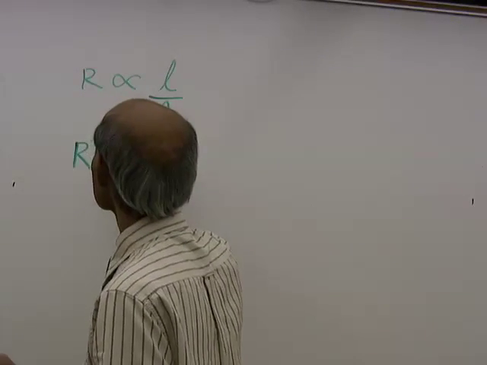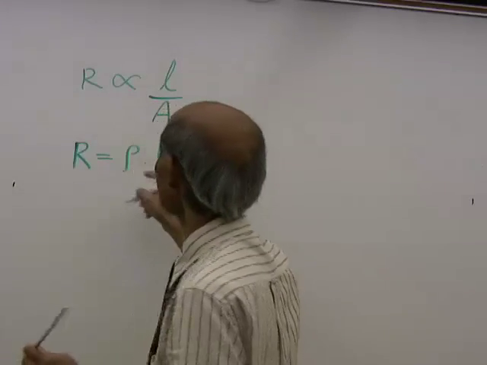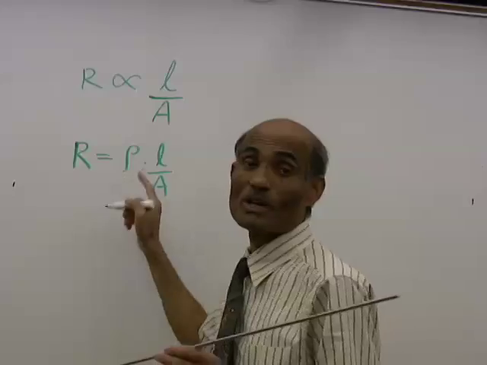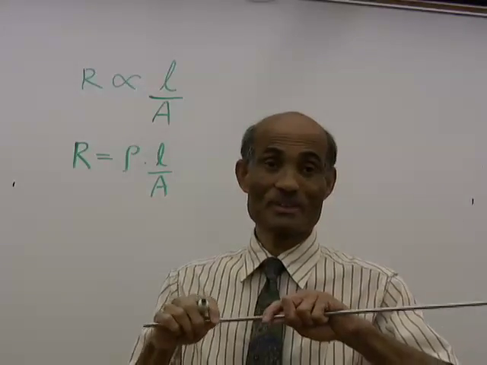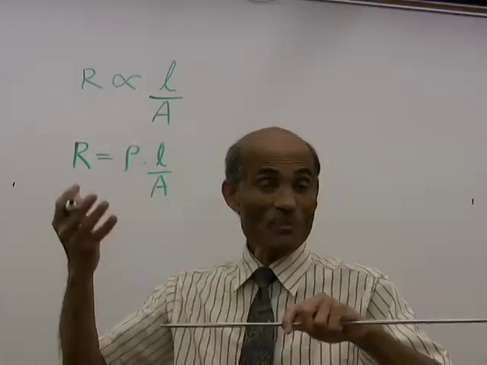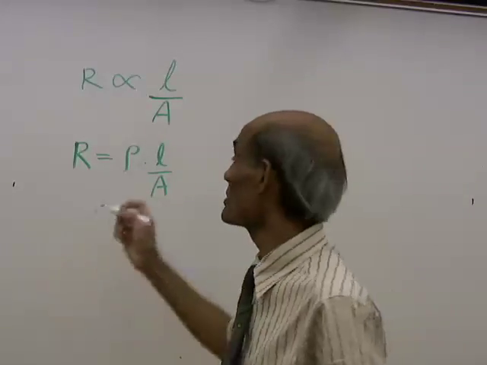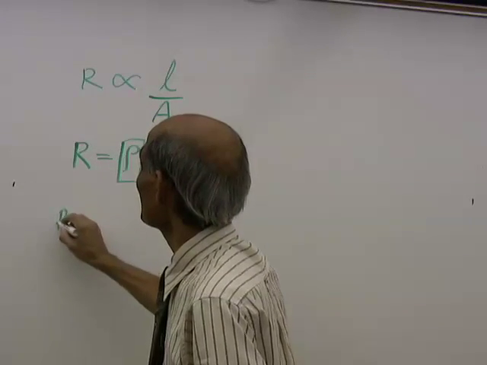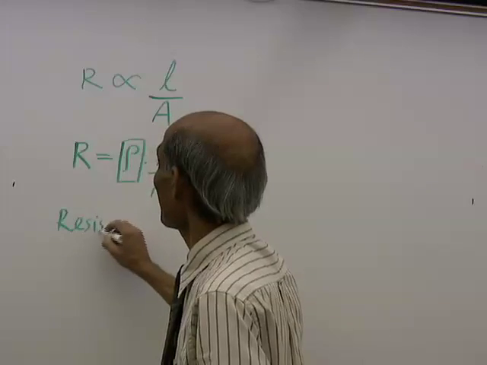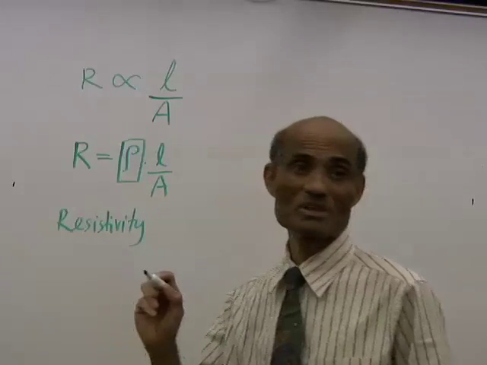R equal to rho times L over A, where this rho is a constant for a given material. In other words, the rho doesn't depend on the length or the area. It is a constant for a given material. And this rho is called the resistivity of the material.